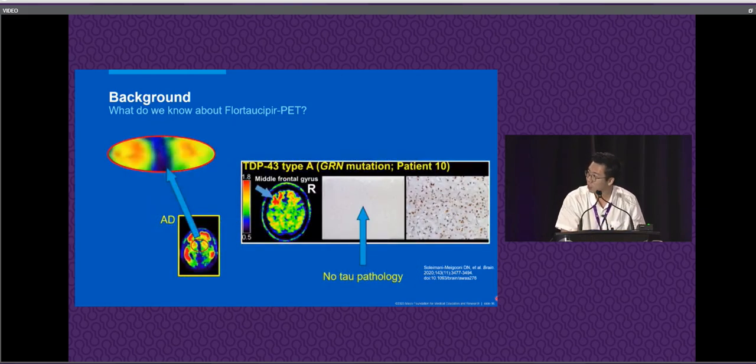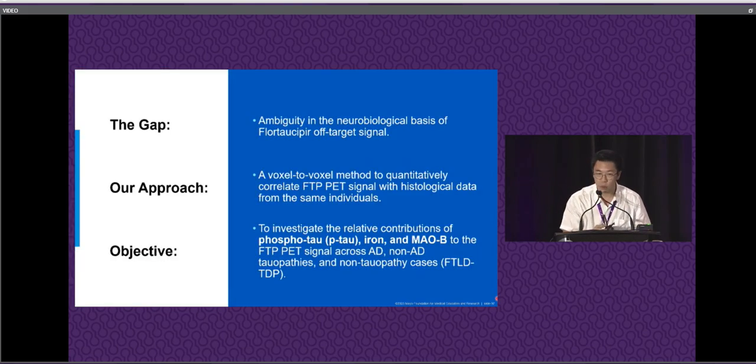But even so, we are still seeing some unexpected signal retention in areas that are not known to have AD pathology in histology. And for cases that have no tau pathology at all, like the TDP-43 type A case, we are still seeing a high level of signal retention. We don't know exactly why, and studies have made the effort to understand the cause since it may confound diagnosis. Here we are proposing a method that we developed throughout the years for voxel-to-voxel correlation to add relevant information to this problem.